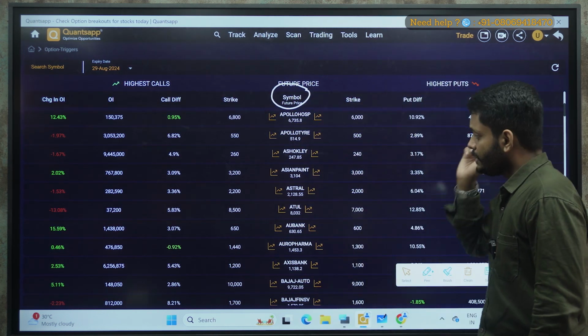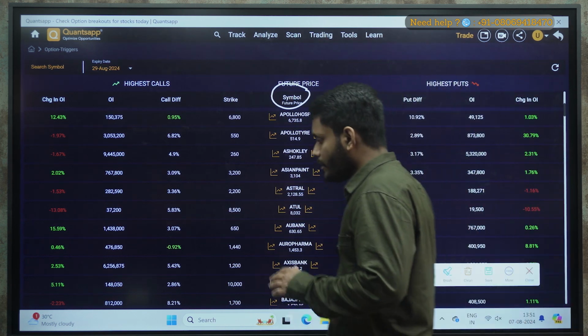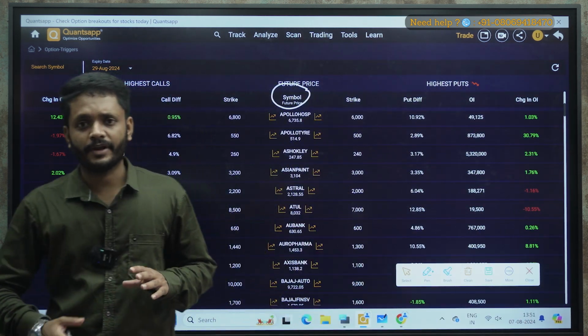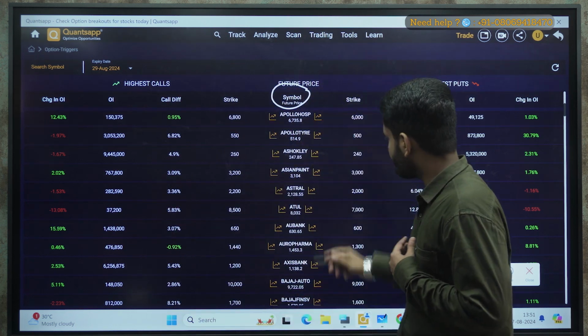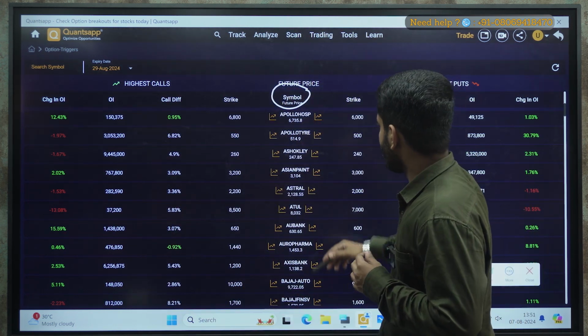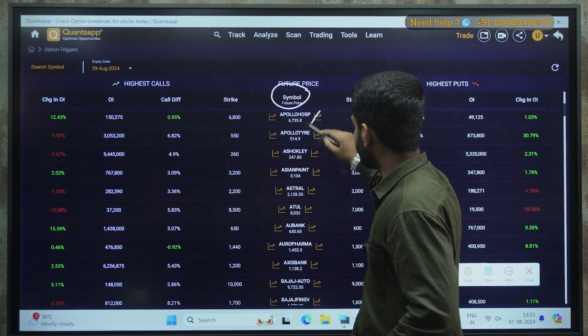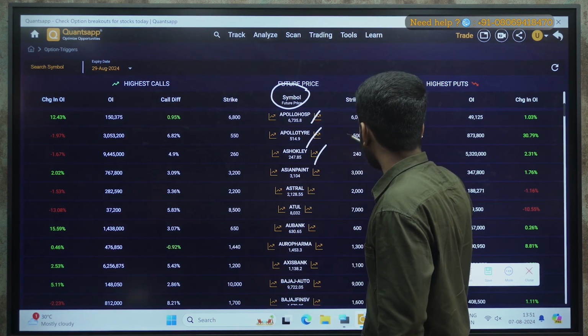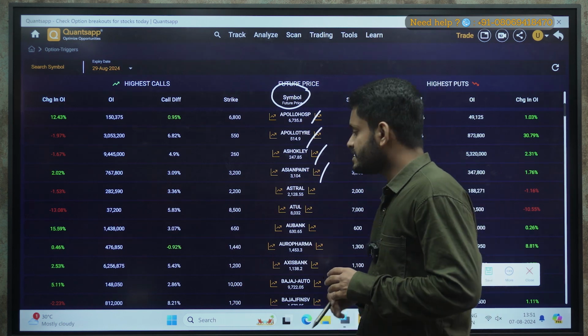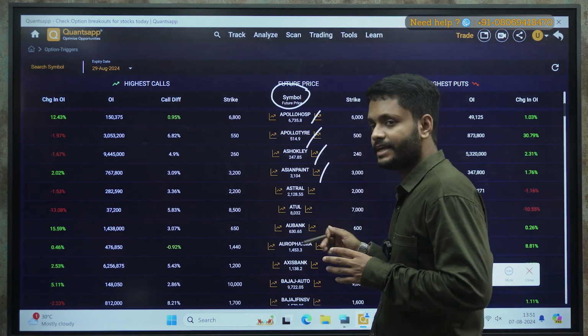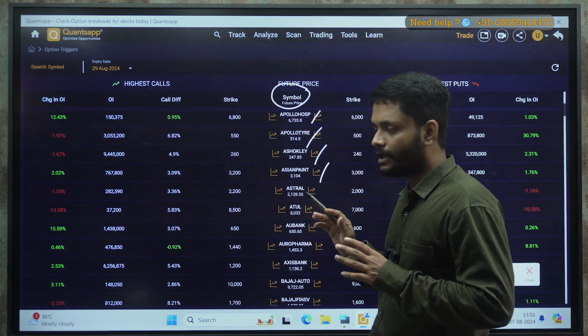Here if you see, you will be getting all the FNO scripts. Approximately there are 185 to 190 FNO scripts, correct? So you will be getting approximately all the FNO scripts over here. Okay, say Apollo Hospital is trading at 6735, Apollo Tire at 514, Ashok Leyland at 247, Asian Paint at 3104. So all the list of FNO scripts along with its prices are mentioned over here.